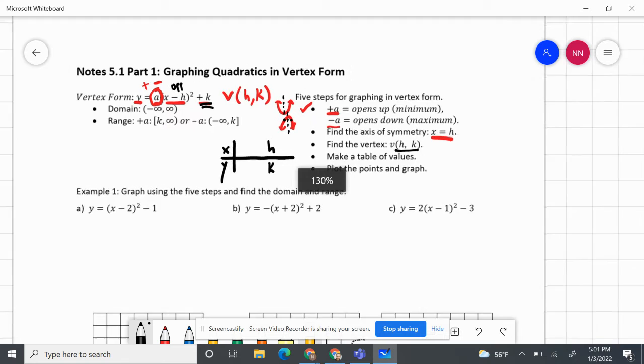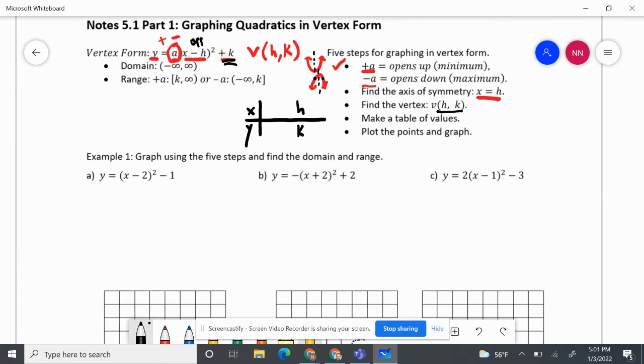So if we look at our first example, first thing that we're going to do is determine if the graph goes up or down. In this case, it opens up. And once again, the reason that it opens up is because if we look in front of our parentheses, this would be a positive. So our a value is positive, meaning that it opens up. Our second step is our axis of symmetry. What gives us 0 is 2, or we could think of it as the opposite here.